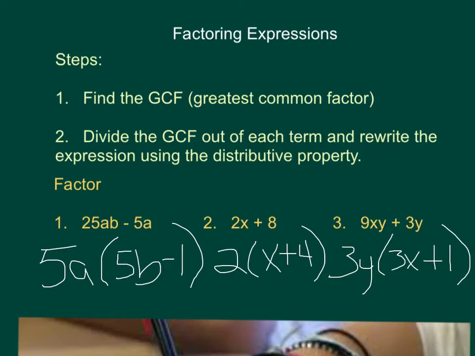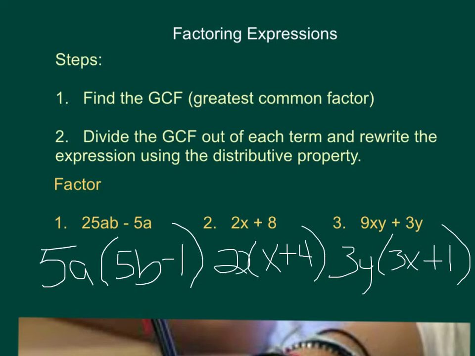In my third problem, I can factor out a 3y from both terms. 9xy divided by 3y is 3x, and 3y divided by 3y is 1. Therefore, the expression factors into 3y times the quantity of 3x plus 1.